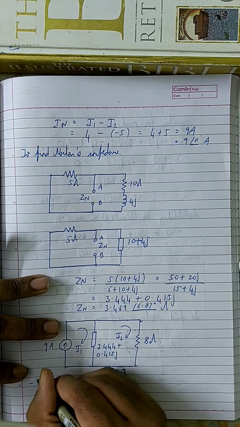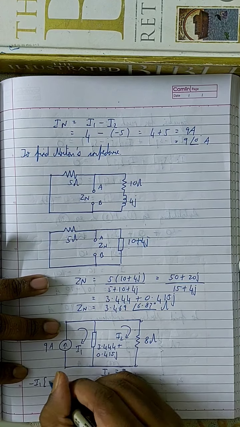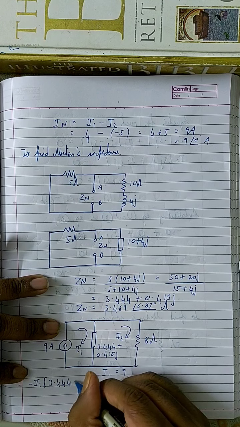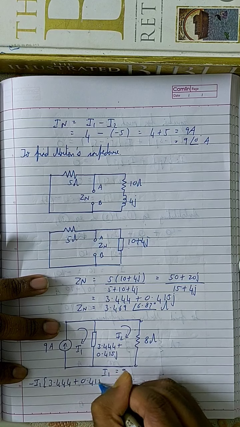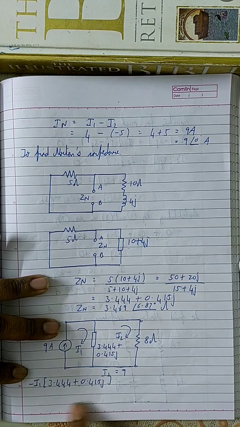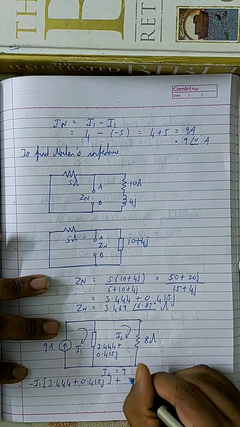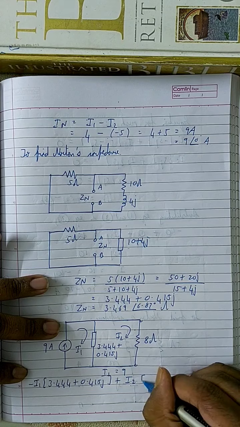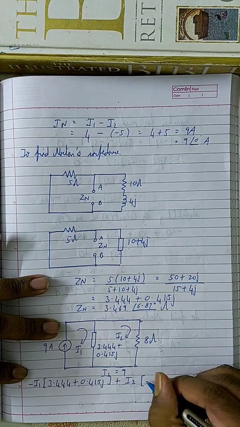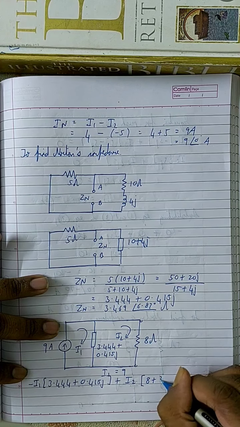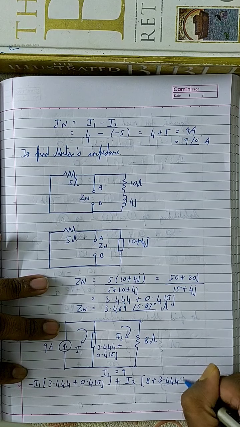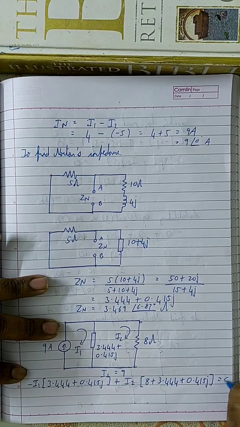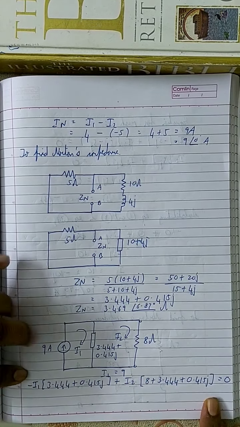And so what is the value of I2? That is, minus I1 into (3.444 plus 0.415j), okay, plus I2 into (8 plus 3.444 plus 0.415j) is equal to 0. This is the equation, right? This is the mesh 2 equation.